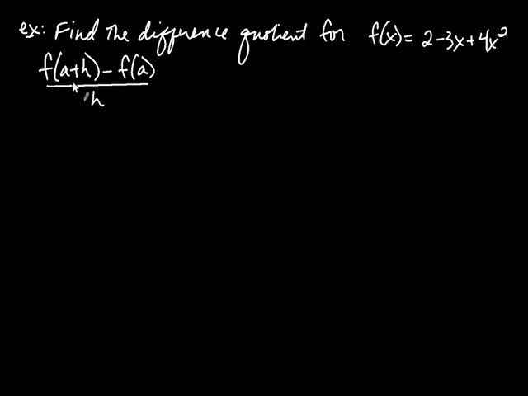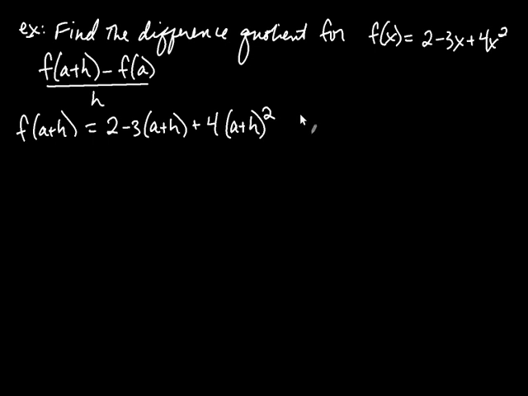Okay, so first of all, what is f of a plus h? Well, to find that, we're going to replace x with a plus h. So a plus h here, there, and there. So we have f of a plus h is equal to 2 take away 3 times a plus h plus 4 times a plus h quantity squared.